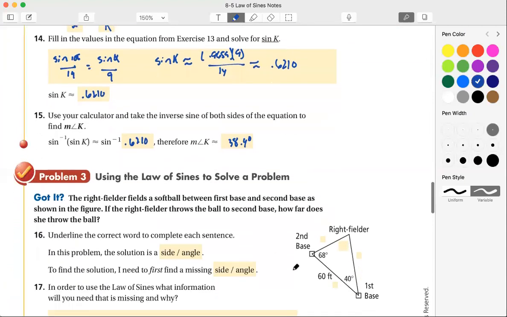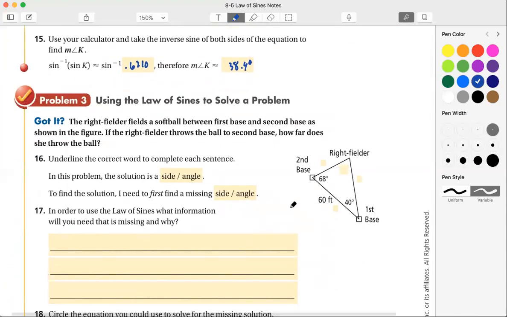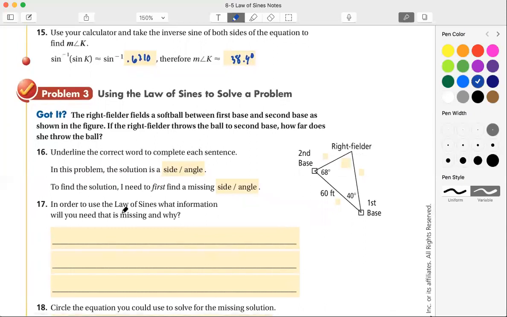Okay. All right, so the right fielder fields a softball between first base and second base as shown in the figure. If the right fielder throws a ball to second base, how far does she throw? So underline the correct word for each sentence. In this problem, the solution is a side. To find the solution, I need to first find the missing angle. So we do that by subtracting from 180. You get 72 degrees. We know this is going to be side c then.